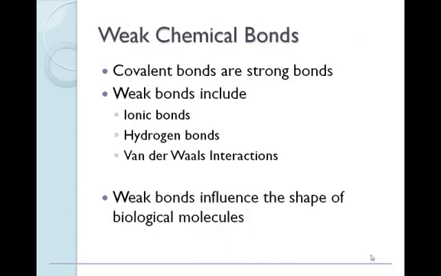We've spent a lot of time talking about chemical bonds, and now we'll talk about the relative strength of chemical bonds. Covalent bonds are very strong bonds. Bond strength is measured by the amount of energy required to break the bond. So it takes a lot of energy to break covalent bonds. However, weak bonds are also important in biological molecules because they influence the overall shape and flexibility of molecules. These weak bonds include ionic bonds, hydrogen bonds, and van der Waals interactions.